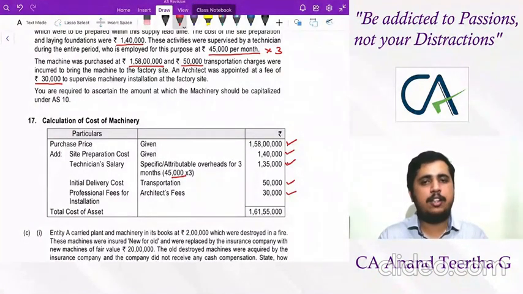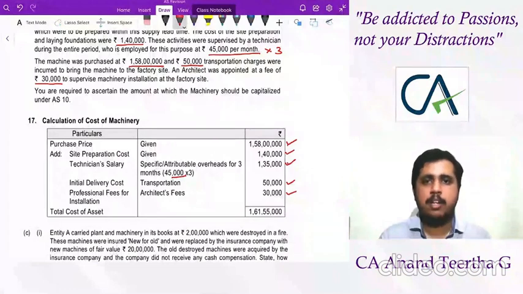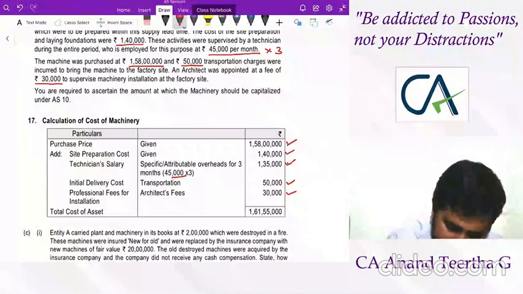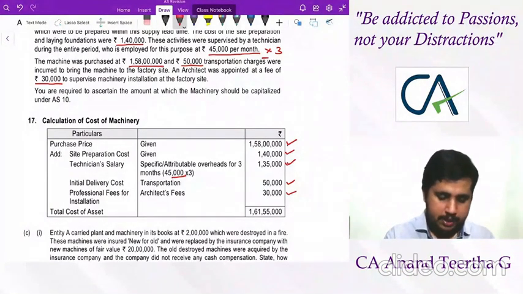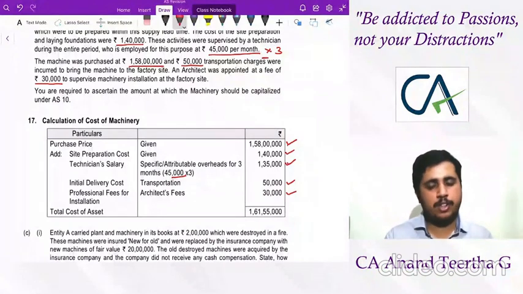These kinds of questions are very simple if they come in the exam. 5 marks you can easily score. You just have to remember what are those addition points when it comes to an asset. Suppose in this 45,000 there is any internal profit, make sure that you eliminate it. Do not consider internal profit altogether. This is the solution for one of the questions.